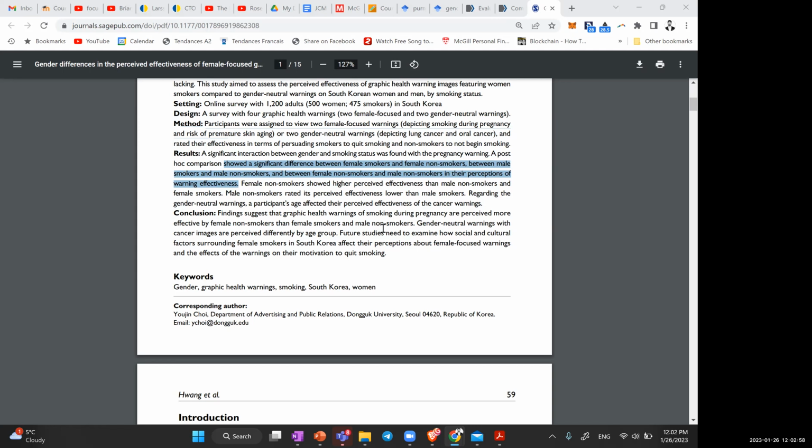Female non-smokers showed higher perceived effectiveness. Look at that. This is exactly what you asked. Female non-smokers showed higher perceived effectiveness than male non-smokers and female smokers. So it was higher than both of them. Male non-smokers rated the perceived effectiveness lower than male smokers. Interesting. So the non-smokers among males didn't think warnings were as effective as the ones who actually smoke. So that's funny. This is very useful. This gives you a good basis for what you're going to test in your hypothesis.